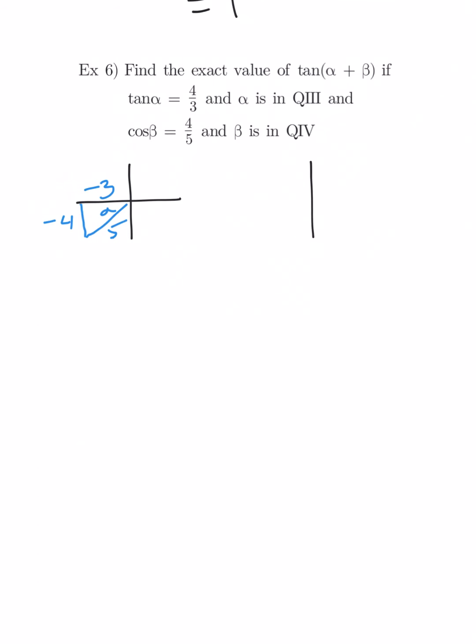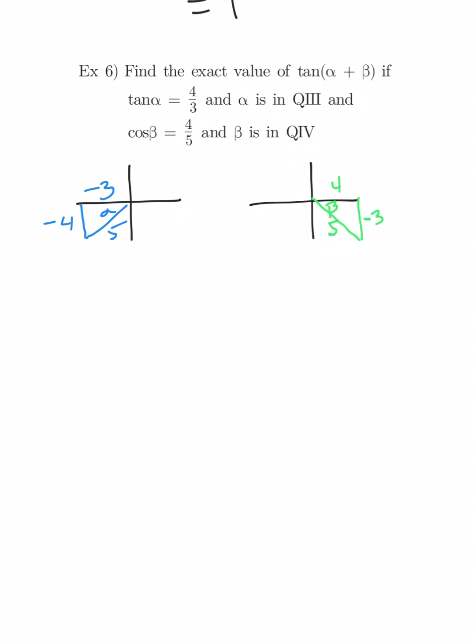Let's do angle beta. Angle beta is in quadrant 4. So I'm going to go diagonally out from the center, make a perpendicular to the x. Angle beta is between the x and the line we drew. The cosine of this, which is x over r, is 4 over 5, which means the y value has to be 3, and in quadrant 4, y is negative. Now we have our triangles set up.